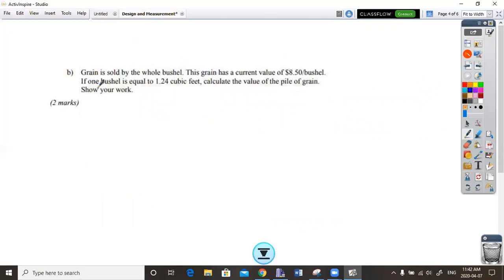So how much money is this farmer going to make? The grain is sold by the whole bushel. A bushel is just a unit of measurement that grain is sold in. The grain has a value of $8.50 per bushel. So each bushel of grain, if that's a bushel, then that would equal $8.50.